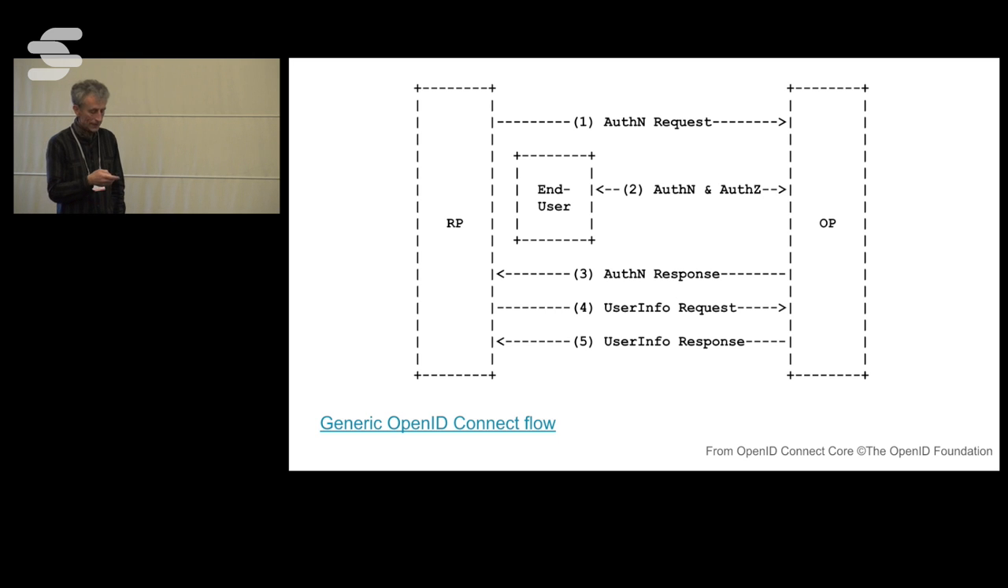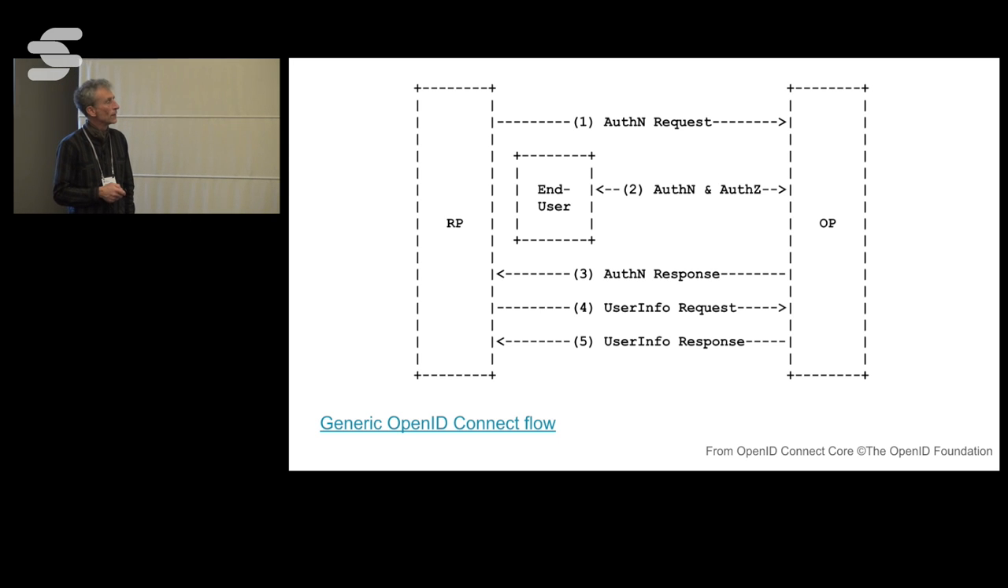So what it says is that conceptually, a relying party sends an authentication request to an OpenID provider. So that's the entity that we called identity provider previously. And this OpenID provider is going to set up authentication and authorization with the end user. When that's finished, it can send the authentication response back to the relying party. And as far as I'm concerned, you can ignore these two here. So this is what happens conceptually.